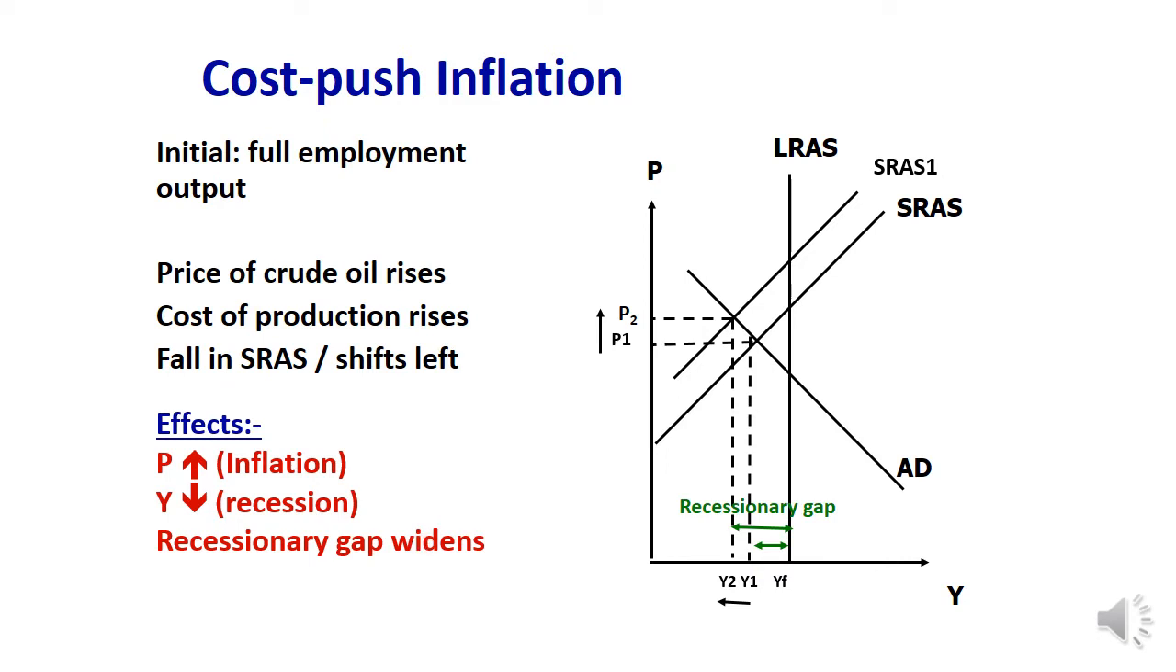Now when we have this situation, cost push inflation, which is your SRAS shifting to the left from full employment output or below, when you have a recessionary gap, a fall in real GDP, and a rise in prices, this is a cost push inflation phenomenon. Cost push inflation is also known as stagflation. It is a combination of inflation, which is your price rising, plus recession, which is your output falling. Usually, cost push inflation or stagflation is accompanied by the recessionary gap.